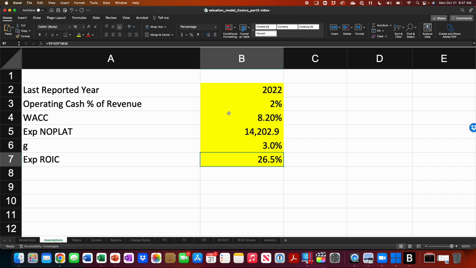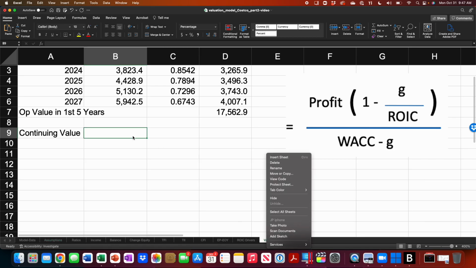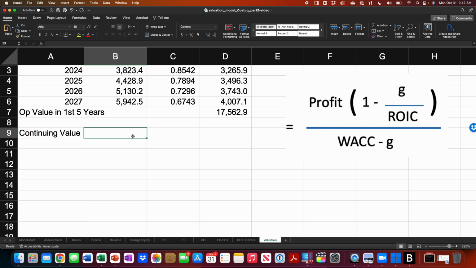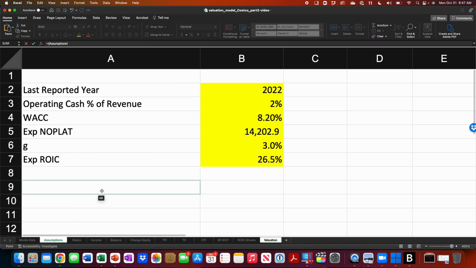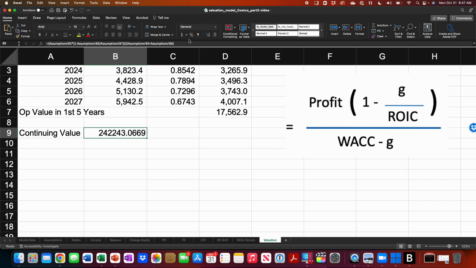All right, based on these four assumptions, we're going to create the continuing value for Costco. So basically putting in that formula with the correct order of operations. So in cell B9 in the valuation tab, equals, left parentheses, and I'm going to just build out that formula off of assumptions. So the expected NOPLAT, which is B5, times left parentheses, 1 minus the growth, which is B6, divided by the ROIC, which is B7, right paren, divided by left paren, the WACC, which is B4, minus the G, which is B6, right paren, enter. So 242 billion, 243.1 million.